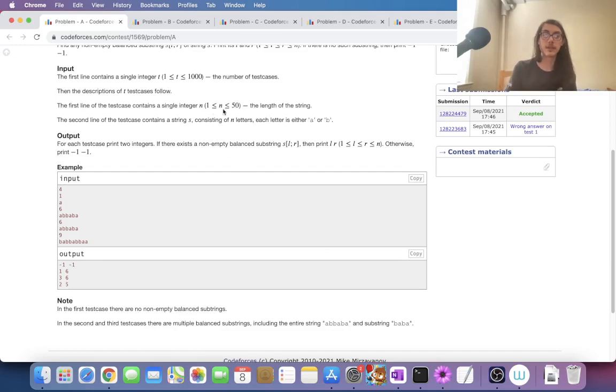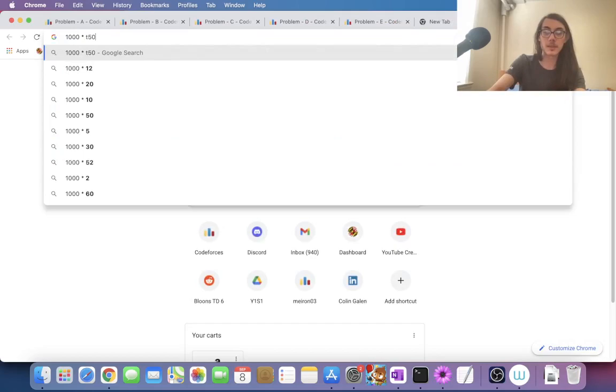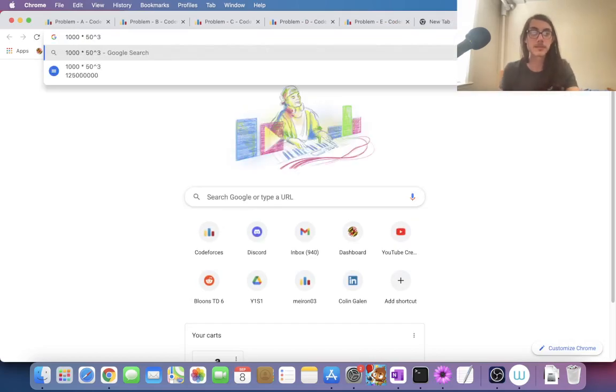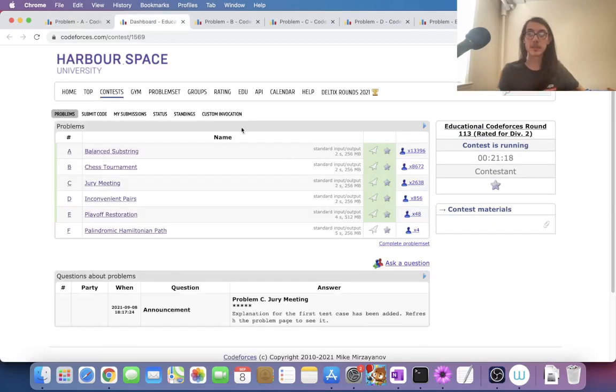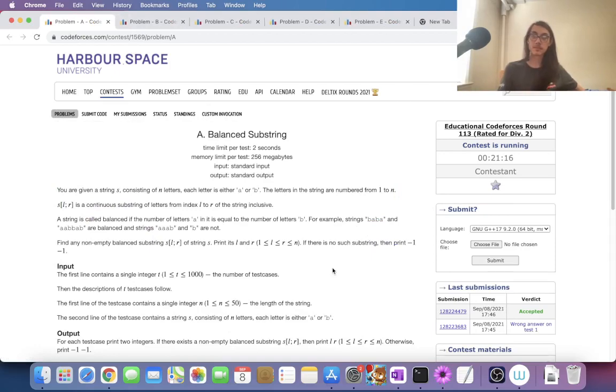So the thing is, n is 50. T is 1,000. Let's just look this up really quick. 1,000 times 50 cubed is passable. There are 2 seconds here. I think every problem is 2 seconds, except for special ones. But it's passable. It'll work.